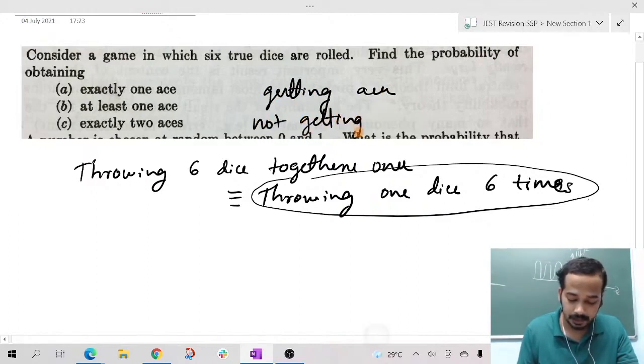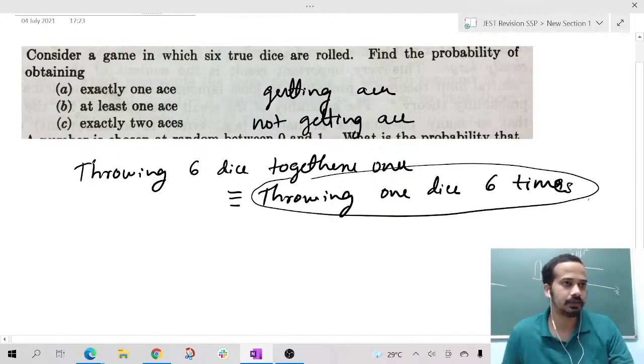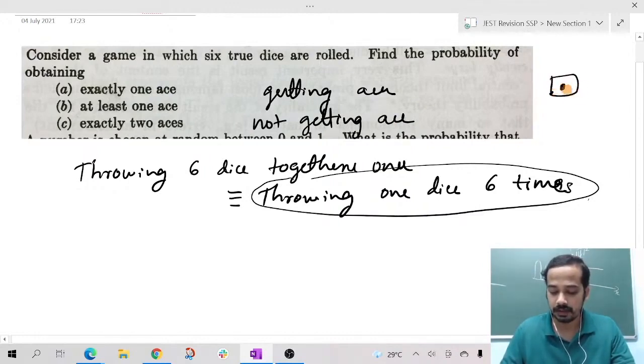Ace means you can take it as 1. I don't know exactly which ace he is talking about in case of dice actually. Let me take ace as number 1. In case of your dice, you will have 1 point here, isn't it? So let me take that one as ace. Whatever, it doesn't matter. If you take ace equal to 2, then also the same thing will happen.